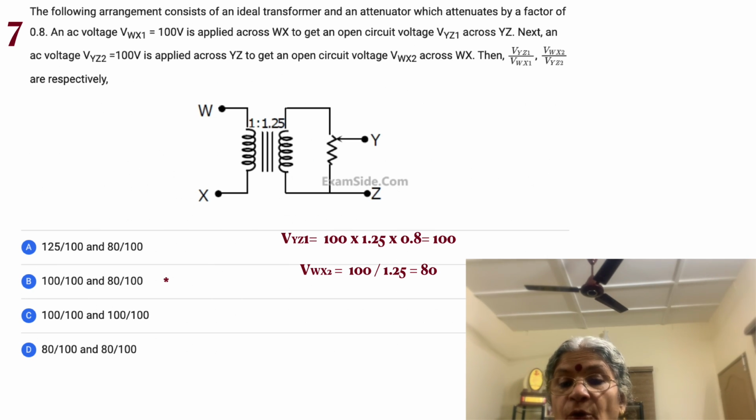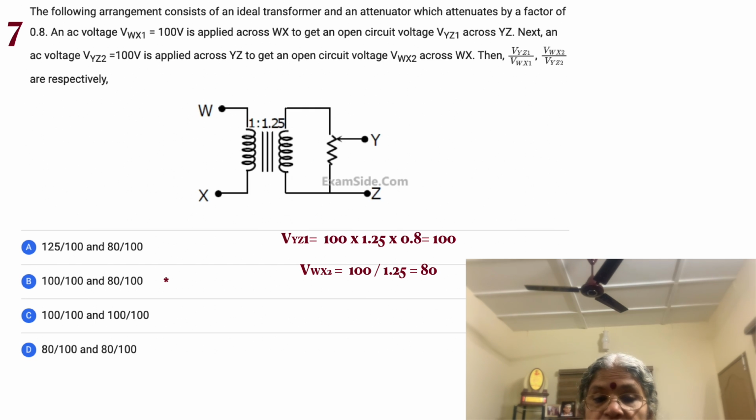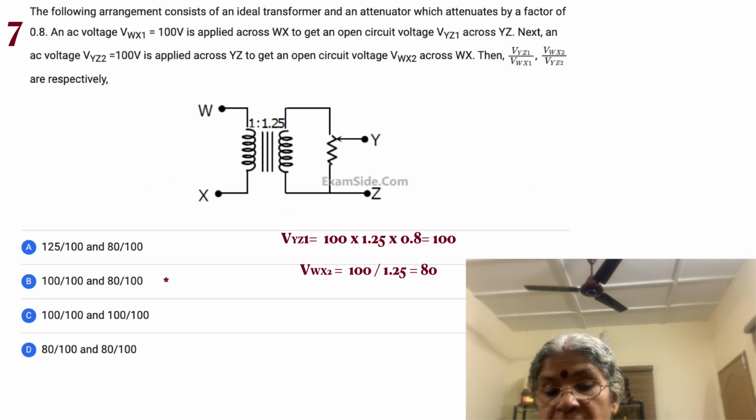Now let's talk about applying a voltage 100 here on Yz. What happens is that this 100 volt is now available across the secondary, and so it reduces by 1 by 1.25 on the primary, and that is what is going to be Vwx2. We call it 2 because of the second instance. So 100 divided by 1.25 gives us 80.